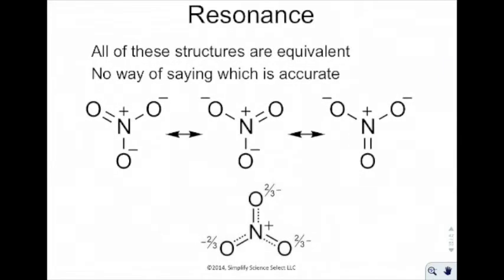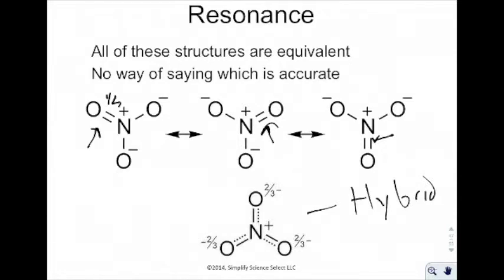Resonance structures. All of these structures are equivalent, with no way of saying which is accurate. So a lot of times what you do is you create what's called a hybrid resonance structure. I have a double bond, a double bond, and a double bond. So I can think of it as a third of a double bond here, a third of a double bond here, and a third of a double bond there. If I think of it in those terms, I have a total negative charge of 2, and I have 3 atoms on which to split it. So you can think of these 3 equivalent structures.